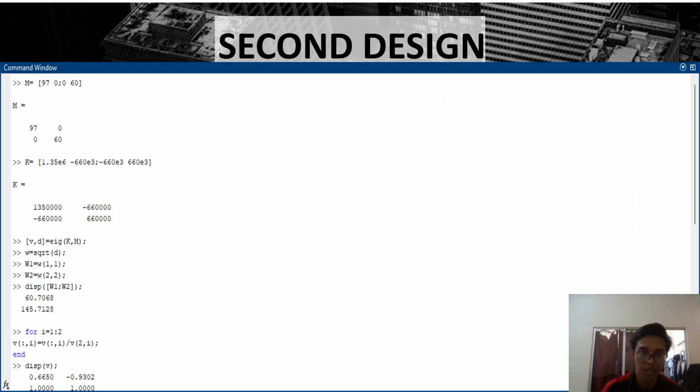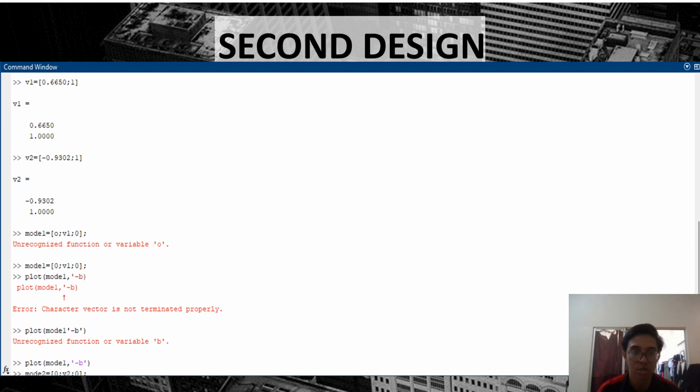Okay, so we proceed with the second design. We enter the code into MATLAB and insert the value of M as 97, 0, 0 and 60, and the value of K as 1.35 times 10 to the power of 6, negative 660 times 10 to the power of 3, negative 660 times 10 to the power of 3, and lastly 660 times 10 to the power of 3. We insert the value of VD and eigenvalue K, M, and MATLAB shows us the lowest and highest natural frequency, that was 60.7068 and 145.7128.